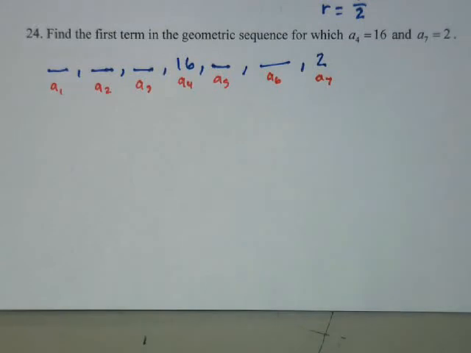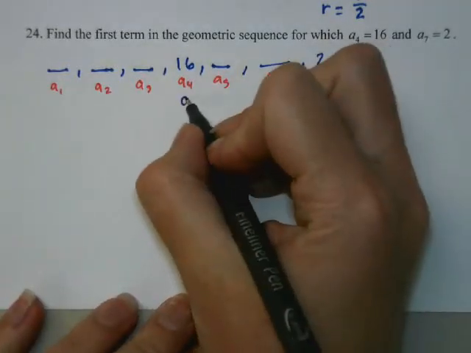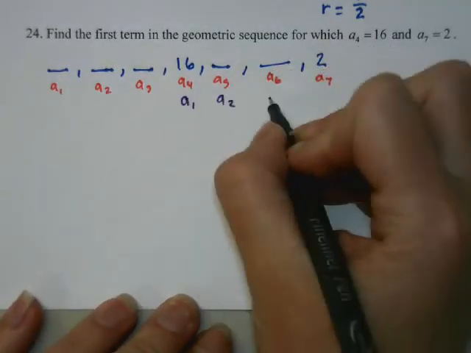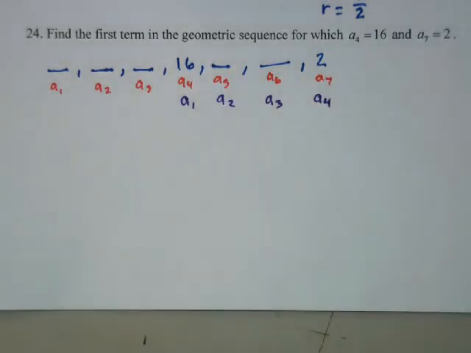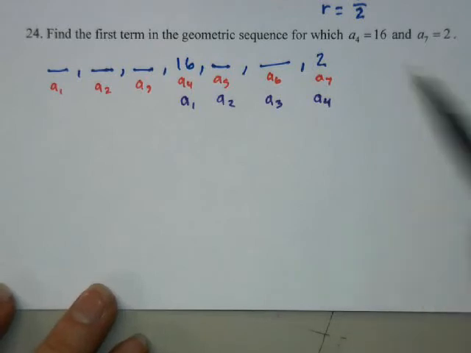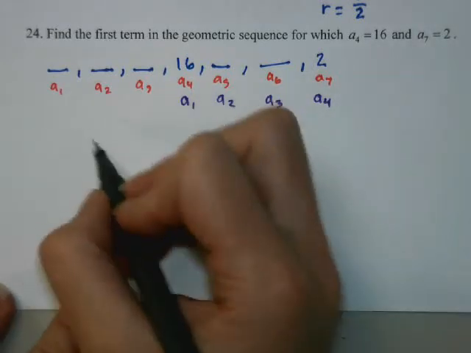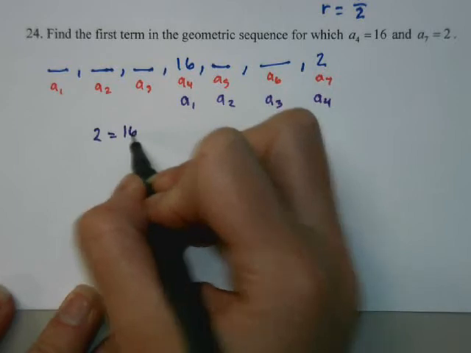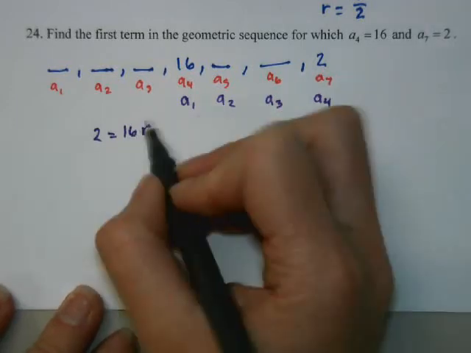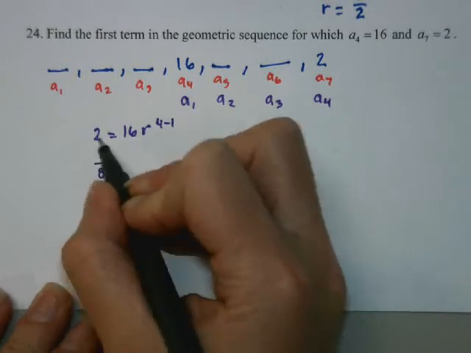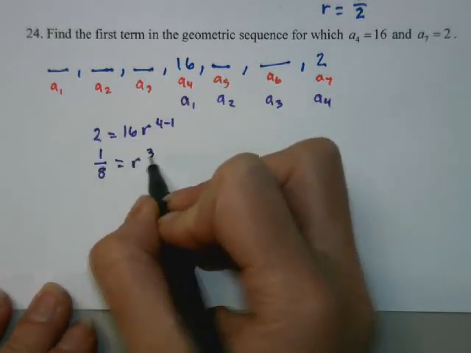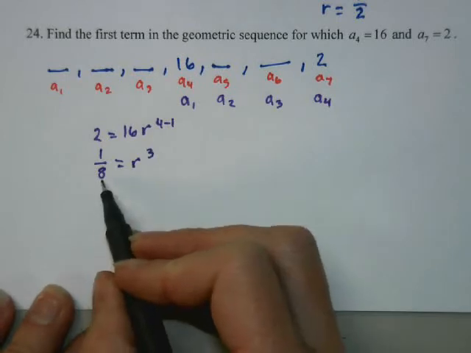Okay, well, what I'm going to do for this problem is redo the numbering to find the common ratio. So we're going to pretend for a minute that that's a1, that's a2, that's a3, that's a4, and find the common ratio this way. So 2 is going to equal 16 r to the 4 minus 1. So 1/8, when I divide 2 by 16, is r cubed. The cube root of 1/8 is going to be 1/2.